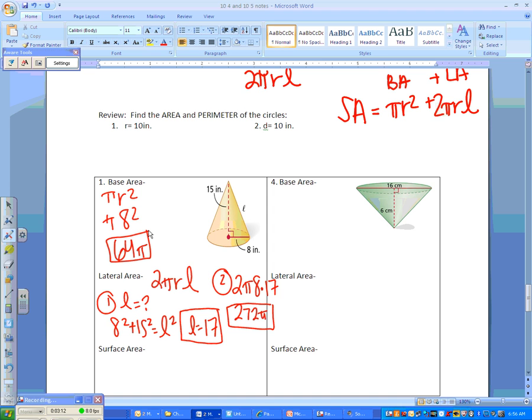And again, for the surface area, you take the base area, you add it with the lateral area. So I have 64 pi plus the 272 pi. And if you add up your whole numbers, you get 336 pi. And leave your answers in terms of pi. All right? So that's how you find the surface area of cones. Like I told you, it's easier. Go ahead and try to find the surface area of this last cone, CP and honors both.